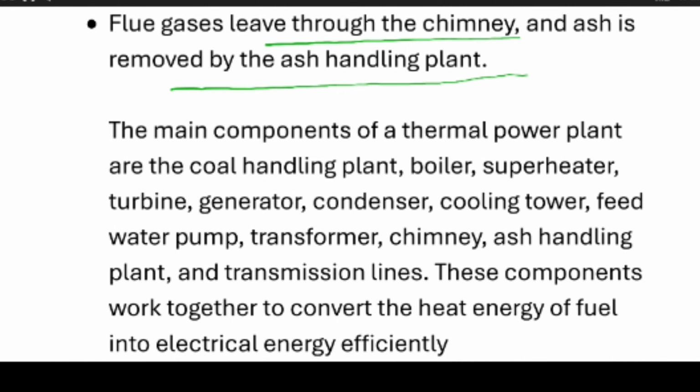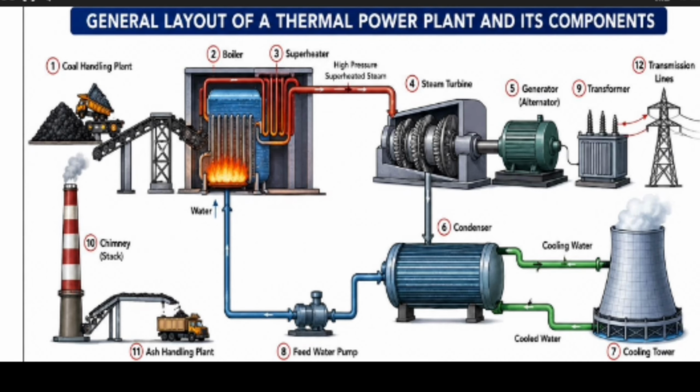So now I am going to explain the diagram. See how the diagram looks. What will happen? The coal handling plant will be there. It will go to the boiler. After that, the steam from the boiler is heated by the superheater, and this becomes high pressure superheated steam. It will go to the steam turbine, then to the generator or alternator.